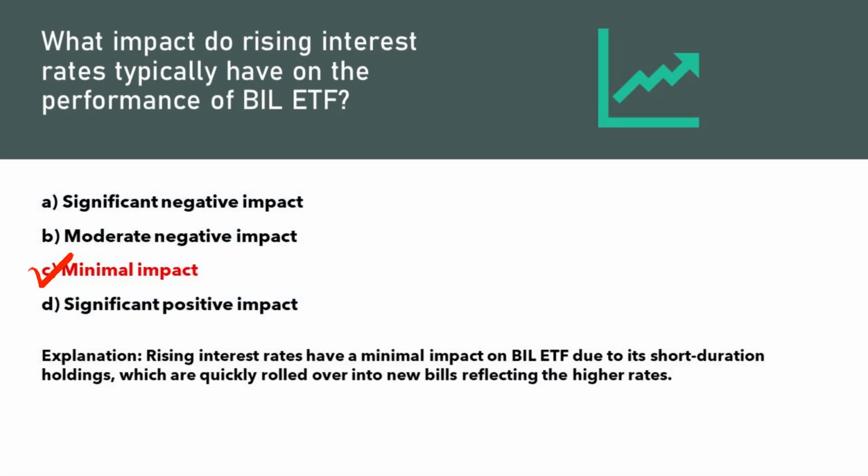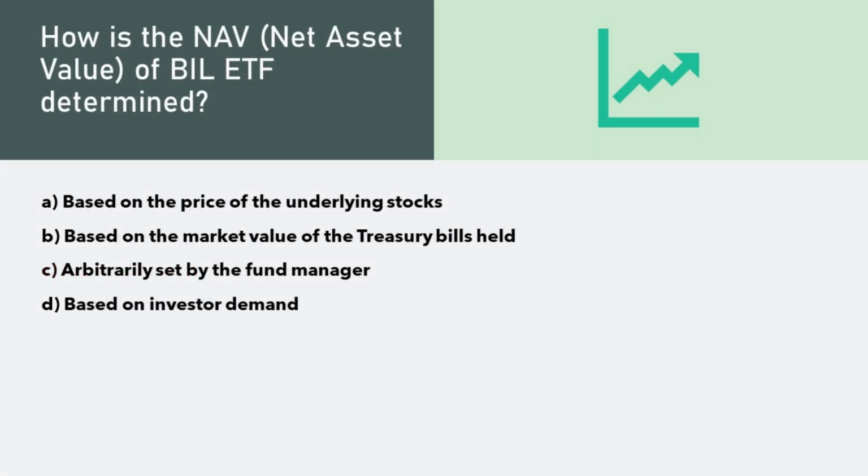Answer: C. Minimal impact. Explanation: rising interest rates have a minimal impact on BIL ETF due to its short duration holdings, which are quickly rolled over into new bills reflecting the higher rates. How is the NAV, net asset value, of BIL ETF determined?